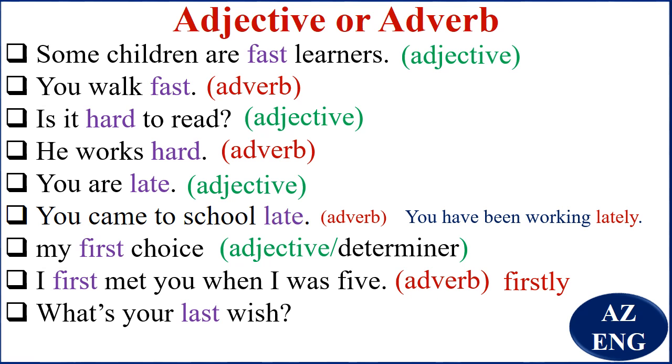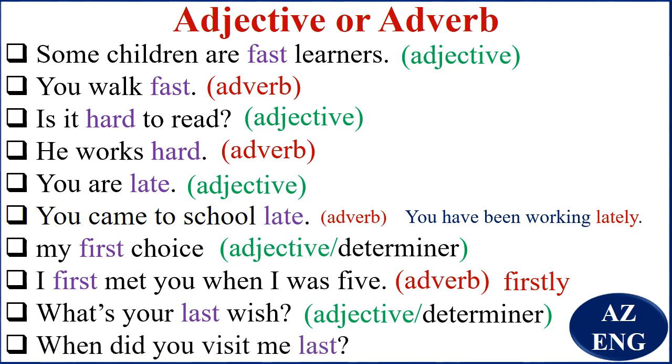Then if I say, what's your last wish? The word last here is an adjective. I do not have to explain here. There's a dictionary that you see that it is an adjective in a sentence like this, and there's a dictionary that you see that it is a determiner. But if I say, when did you visit me last? The word last here is an adverb. You should be able to remember that. Lastly too is an adverb.